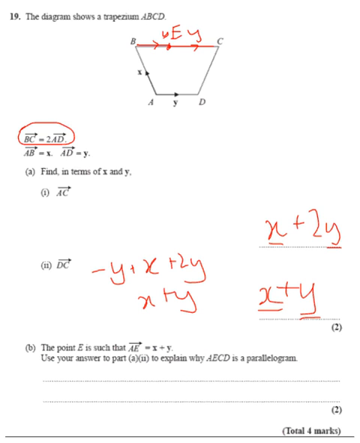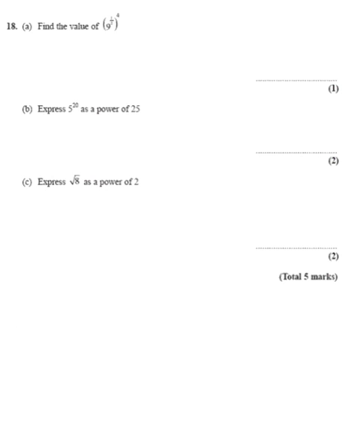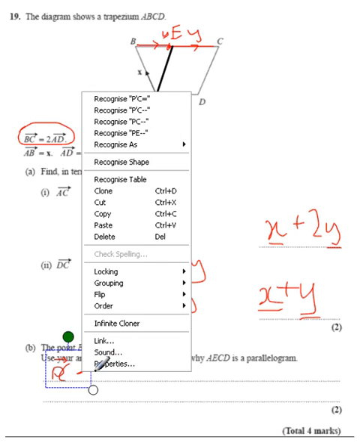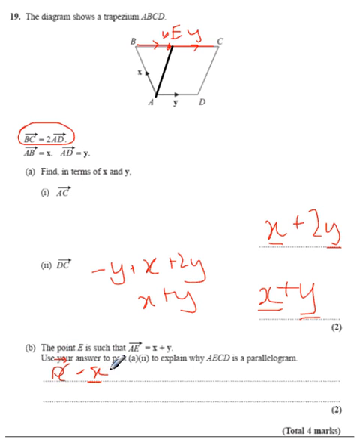Okay, well let's make AECD a parallelogram and draw in the extra line. It says use the answer to part 2. Well, part 2 says that DC is equal to x plus y. So DC equals x plus y, and that's equal to AE.